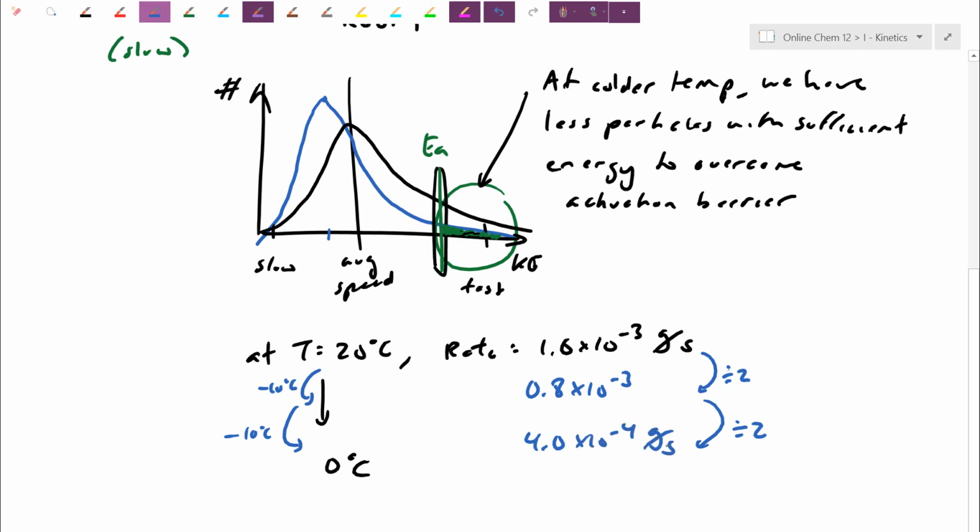Again, this is only if you have nothing else to go on. You have no talk of changing the number of particles, changing any of the other factors here. If you just had a numerical value and you're just interested in how the rate changes with a 10 degree change, as a rule of thumb, every time you decrease by 10 degrees, the curve shifts enough that it actually halves the number of particles. So it decreased the rate by half.